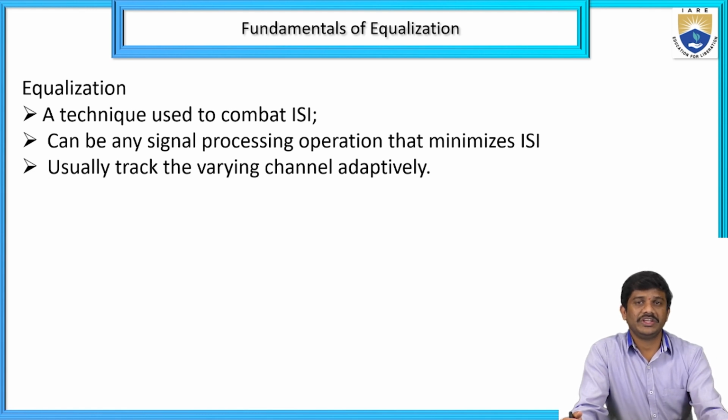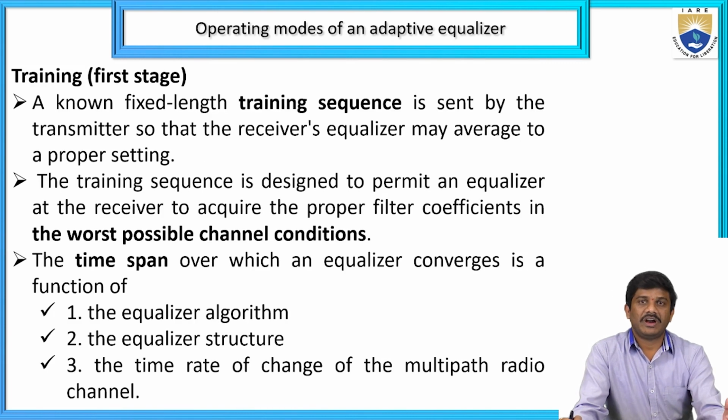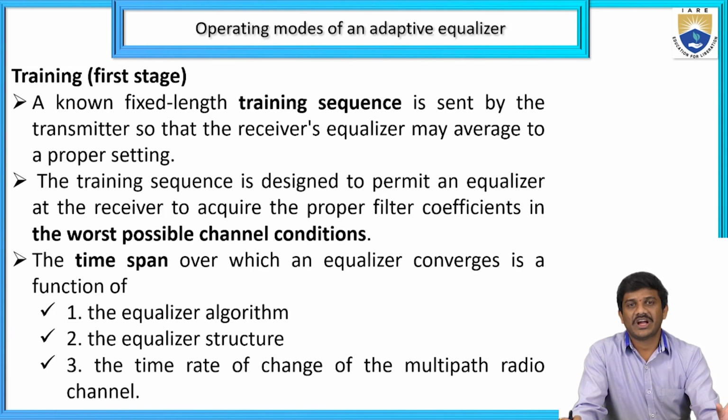Coming to equalization, it is a technique used to combat the intersymbol interference. Nothing but compensating, and it also involves signal processing operations that minimize the intersymbol interference. Usually it tracks the varying channel adaptively. First, what is equalization? What are the operating modes in equalization? It mainly compensates the intersymbol interference.